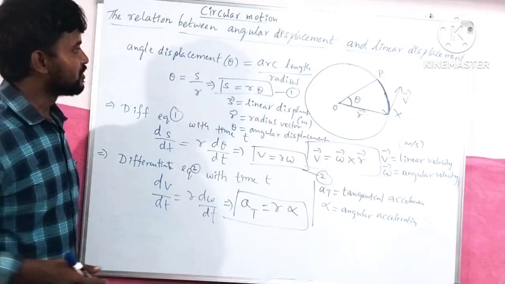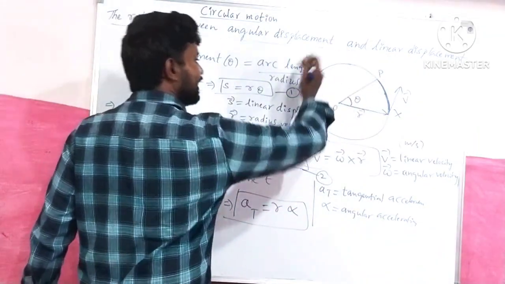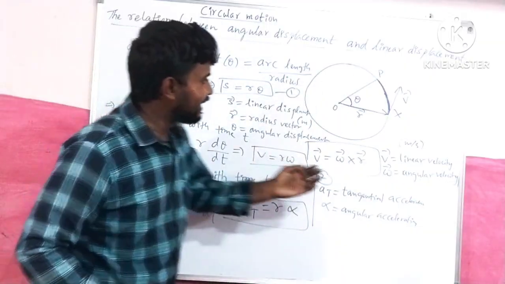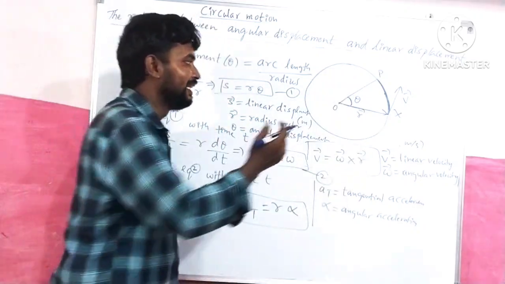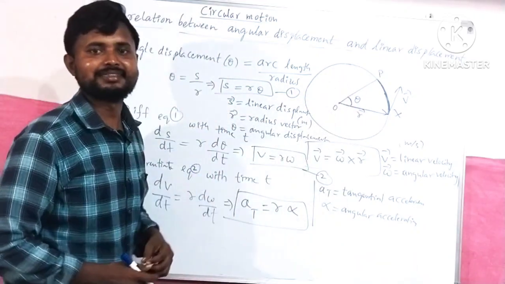So when a particle moves in a circular path, it has both linear displacement as well as angular displacement. It has linear velocity as well as angular velocity. It has linear acceleration as well as angular acceleration.